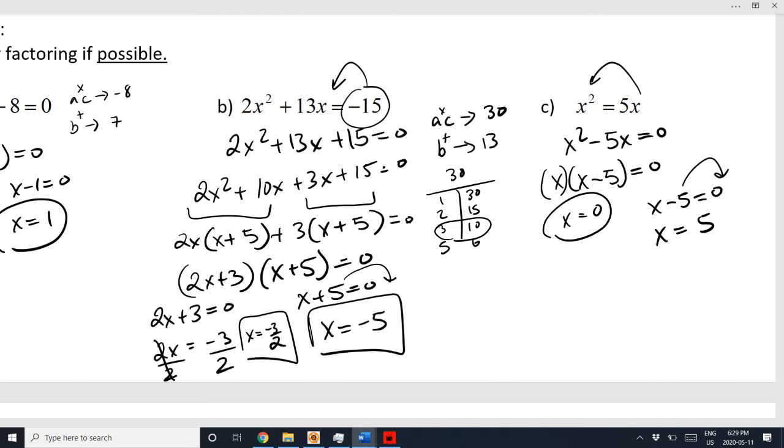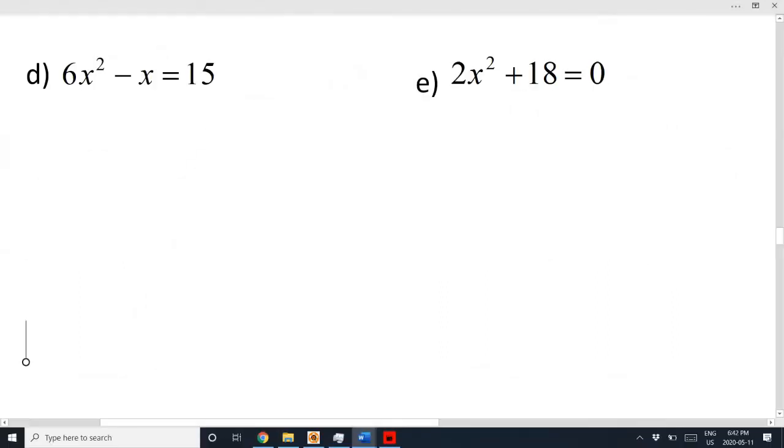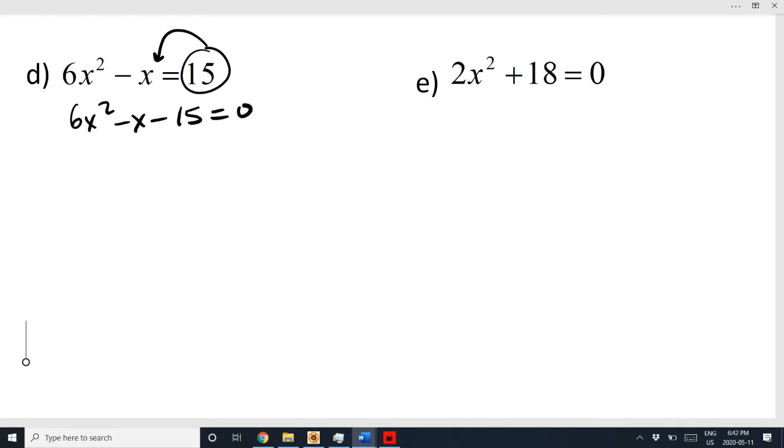And those are our solutions. So let's try example D here. The first thing we'll do is move this 15 over to the other side because it's on the wrong side here. So we'll get 6x squared minus x, and when we move it over, it becomes negative 15. This is equal to 0.